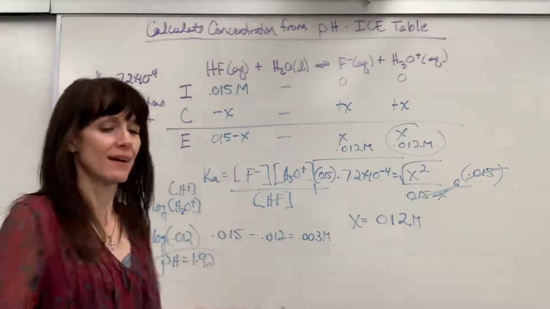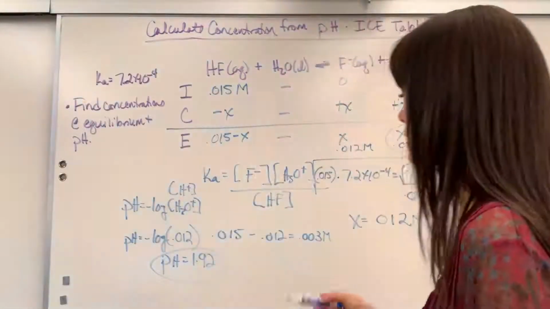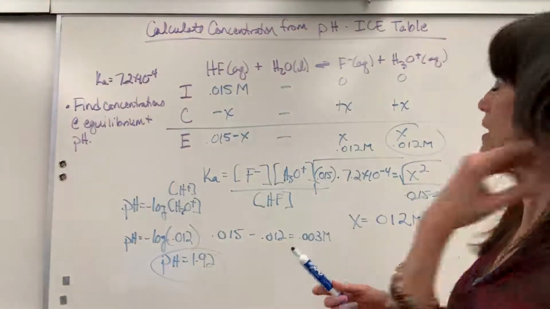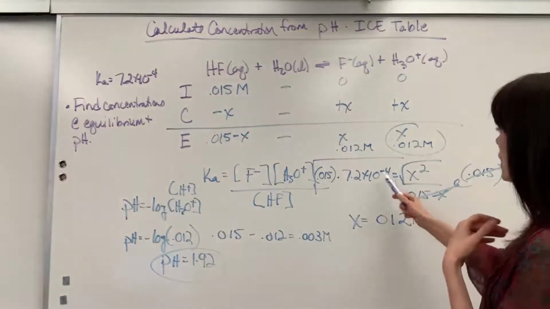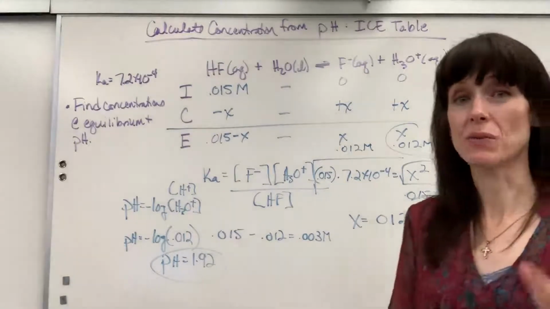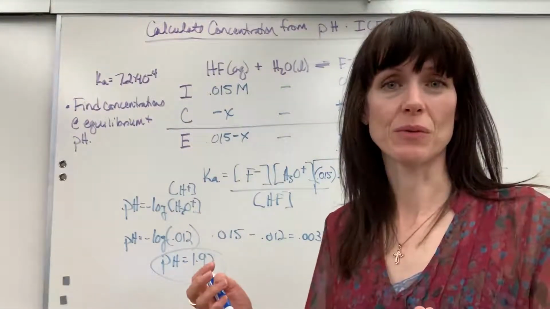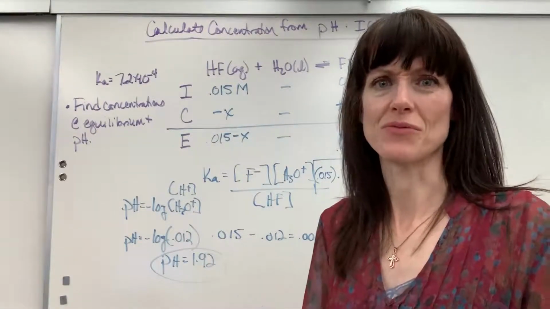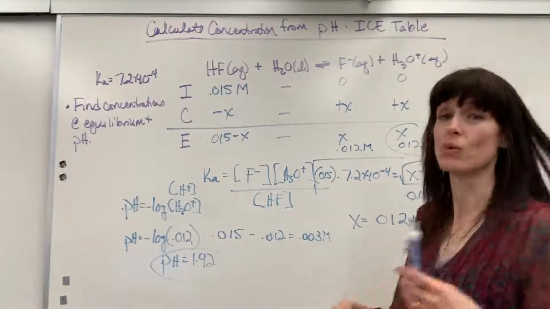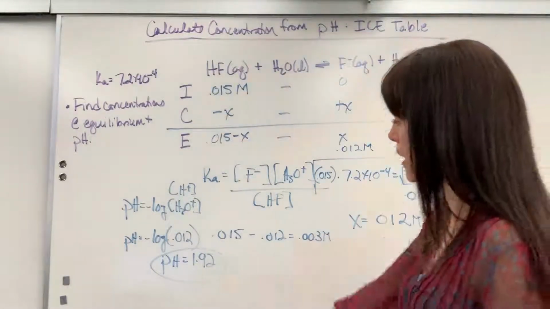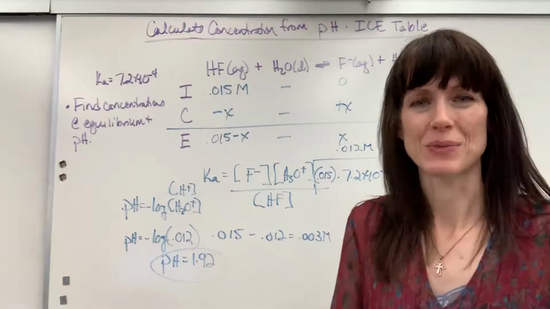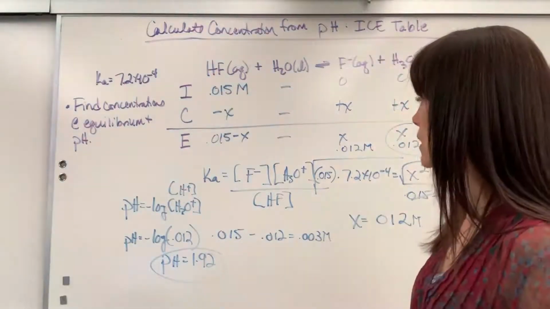Ooh. And that makes sense. That's going to be pretty acidic for our hydrofluoric acid. 10 to the minus 4 right here shows us that it's a weak acid, but if you compare all the weak acids, it's going to have some oomph. It's going to ionize more than other weak acids. So that 1.92 doesn't surprise me. Okay, so there you have it.